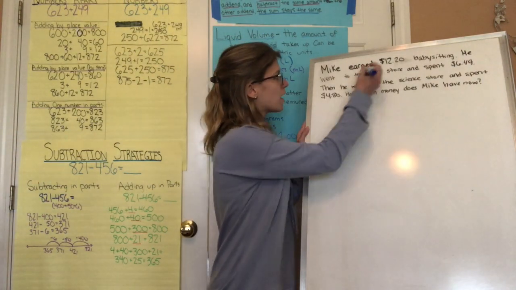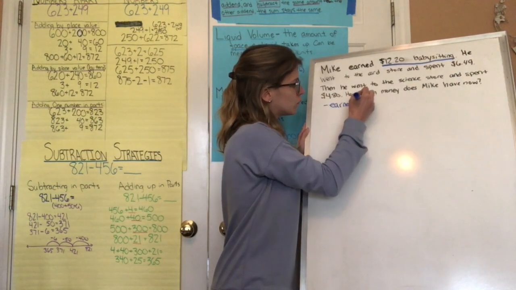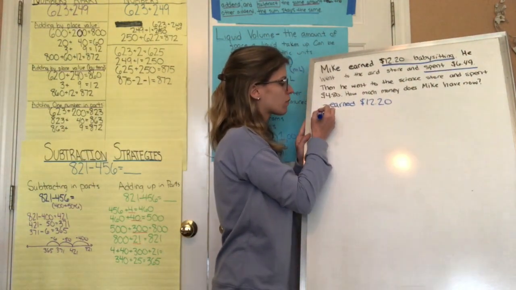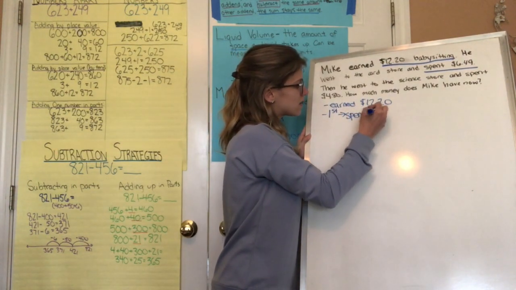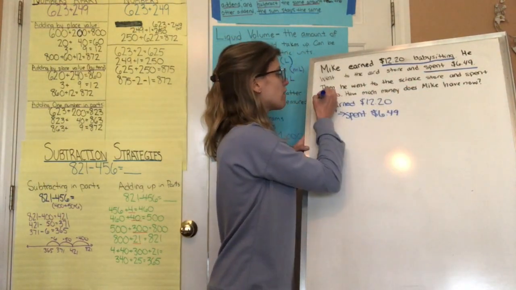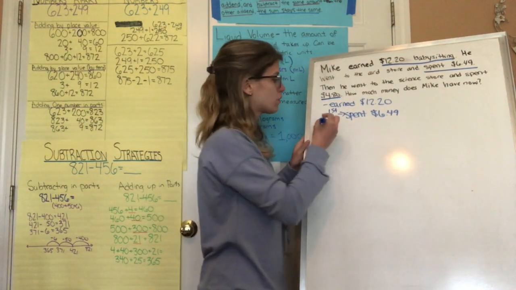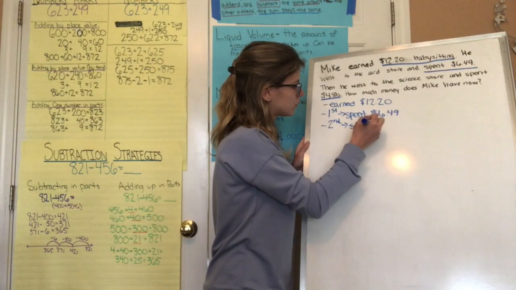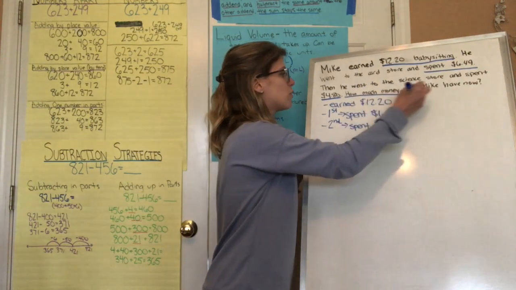So I see that Mike earned $12.20 babysitting. He went to the card store and spent $6.49. So I'm going to write first, spent $6.49, because I know that then he went to the science store and spent $4.80. So he spent money two times. Second, he spent $4.80. My question is, how much money does Mike have now?